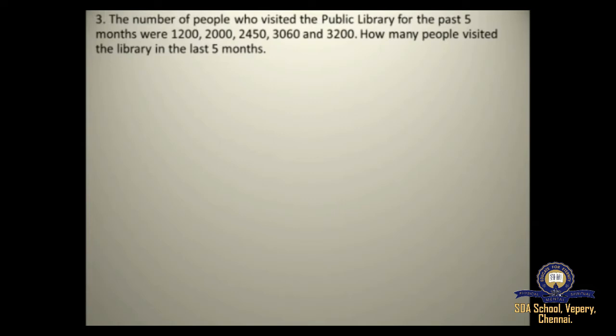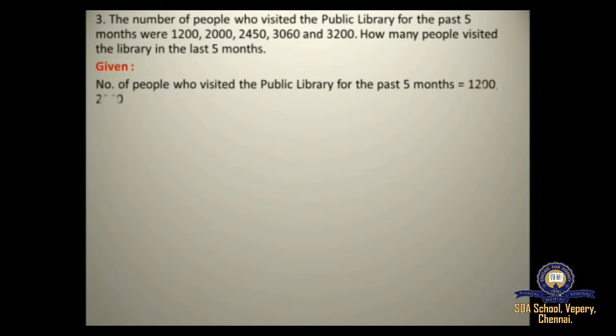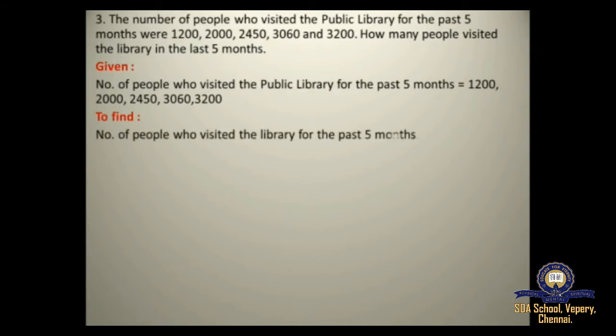Okay. Now, what is given in the question? The number of people who visited the public library for the past 5 months. That is 1,200, 2,000, 2,450, 3,060 and 3,200. So what are you going to find? The number of people who visited the library for the past 5 months. So the solution is you're going to add all these numbers, okay? You're going to add all the number of people who visited the public library for the past 5 months.